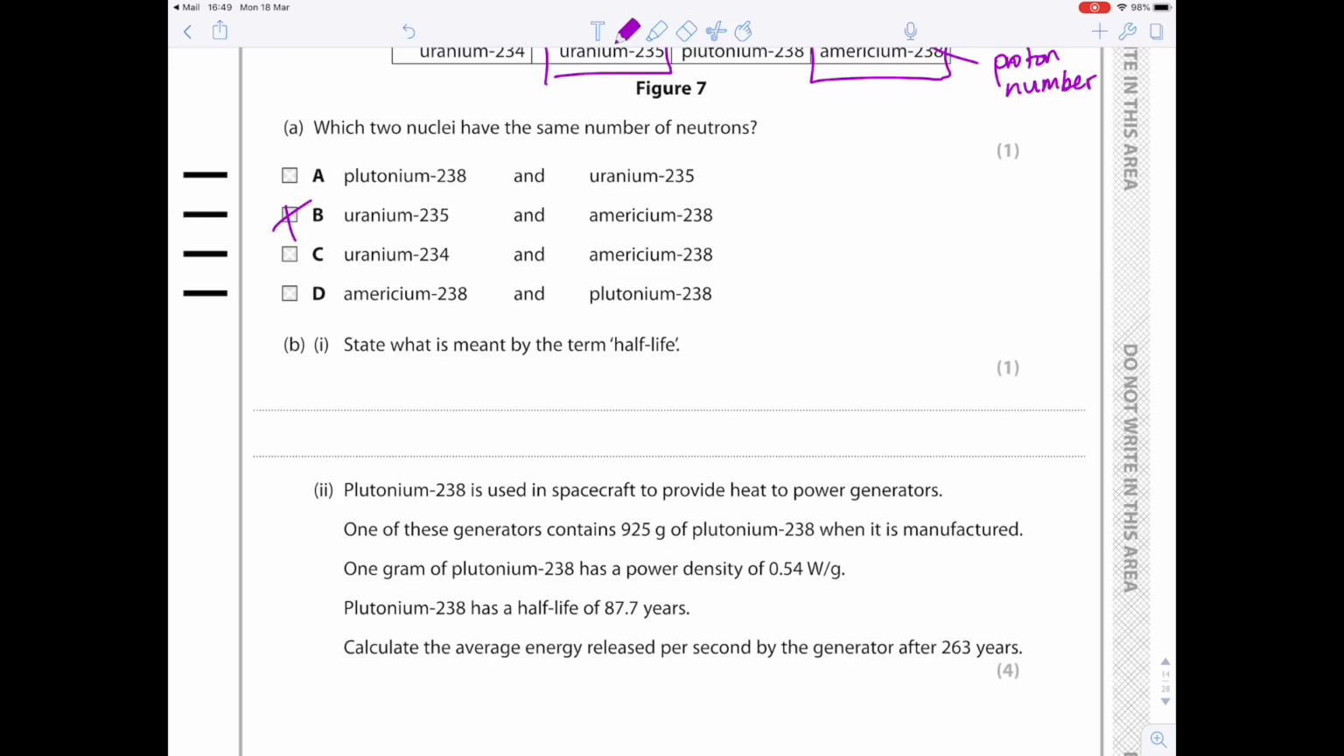State what is meant by the term half-life. Well, that's time taken. So these are other definitions you must learn. Hate it when the pen does that. Half the radioactive nuclei to decay.